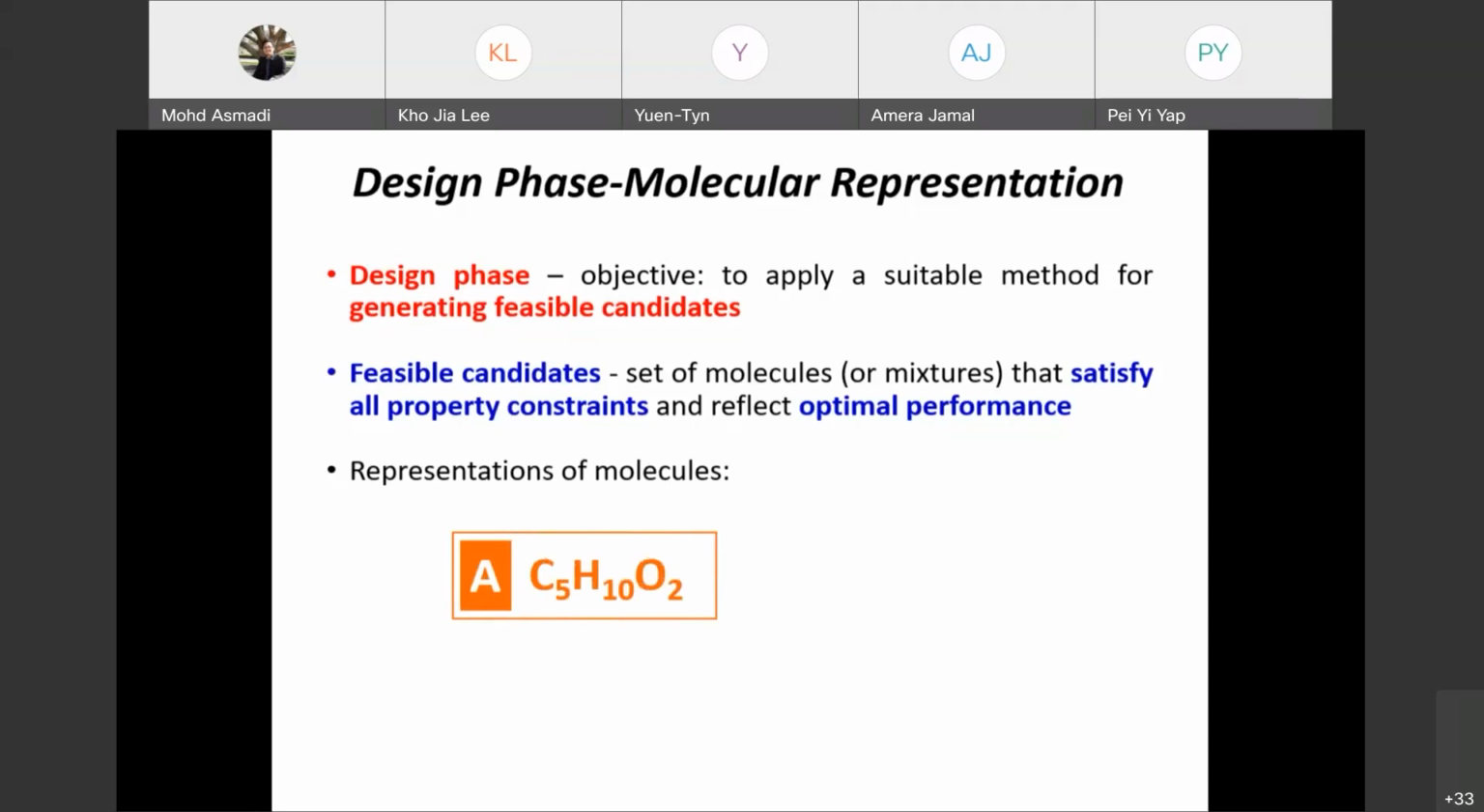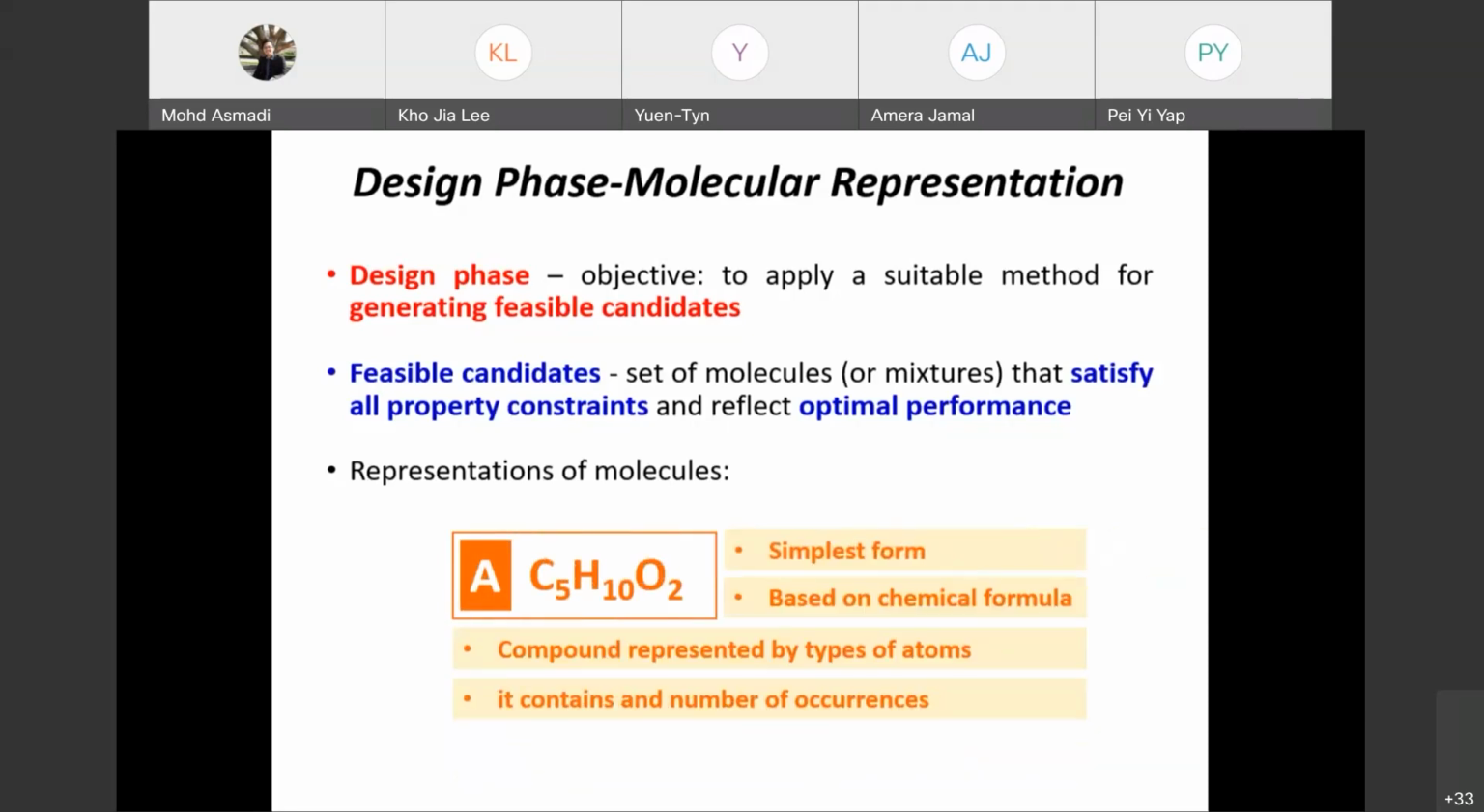The first one is the simplest form of the molecular representation. It's based on its chemical formula, C5H10O2. If you Google that in Wikipedia, you can get this. It is represented by the types of atoms it contains and the number of occurrences of each atom type. It represents a large number of compounds of very different types, but there's a constraint here: no information regarding the bonds in the compounds.